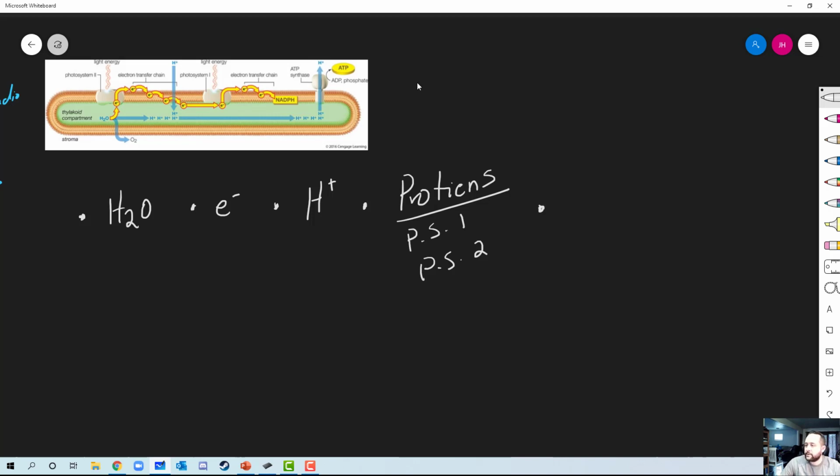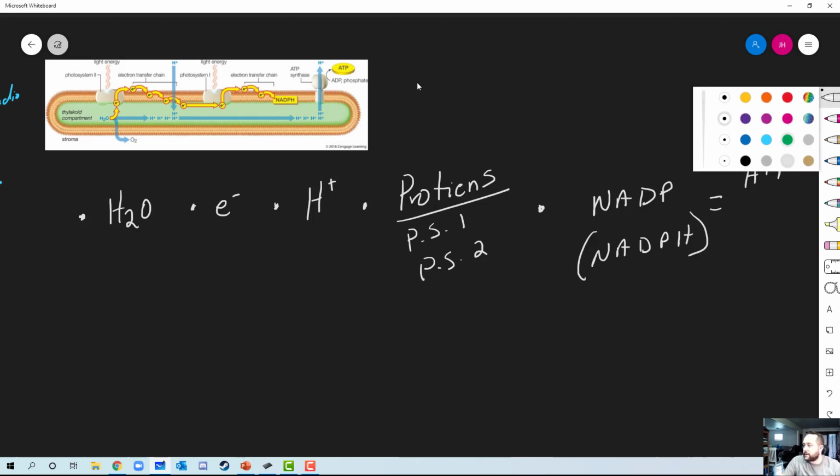We need something to carry our electrons around when we're done using them, and that's going to be NADP. Once it receives an electron, it's going to be known as NADPH afterwards. And then the result of that is ATP. That's what we're trying to make with photosynthesis here. That's the result. So let me redraw my section of thylakoid membrane here.